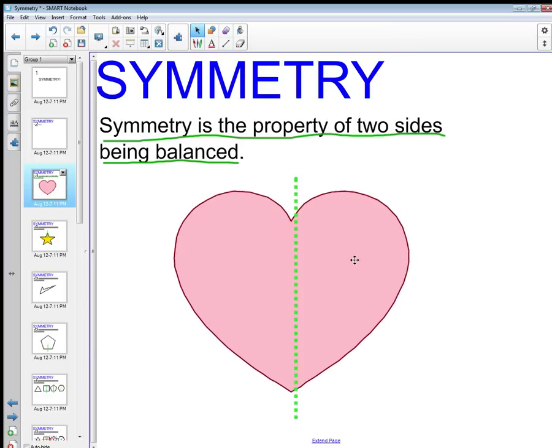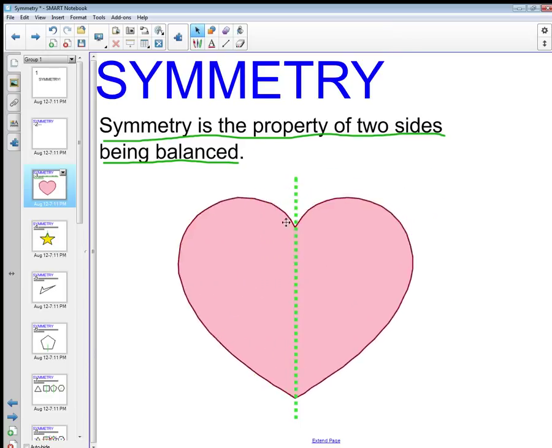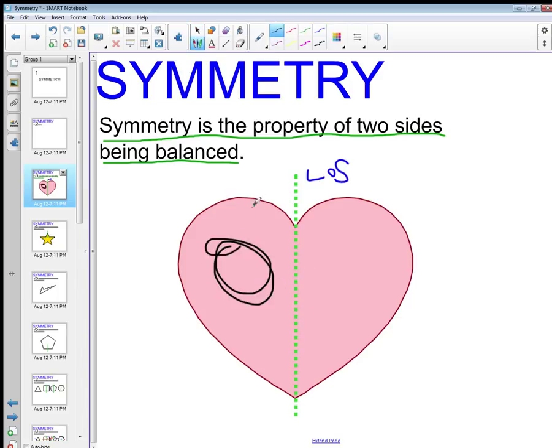Okay, let's take this love heart for example. If I draw a line down the middle of it, which I'm going to call the line of symmetry, or we're just going to abbreviate LOS, the line of symmetry, you realize that this side on the left is balanced with this side. They're the same. If I could somehow reach into the screen and fold it in half like that, that would have exactly the same shape. So symmetry is the property of two sides being balanced.